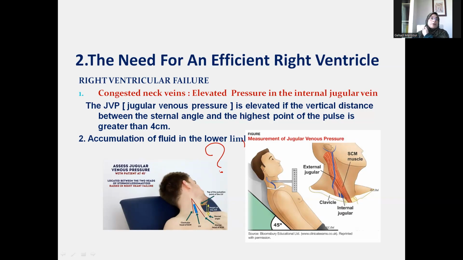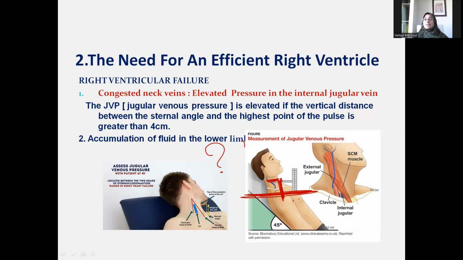You see visible pulsations here. The internal jugular vein, you cannot feel venous pulsations, but you can see them, and you will measure the vertical distance between the sternal angle and the upper border of the pulsation. This vertical distance should not be more than 4 centimeters. If more than 4 centimeters, then the patient has congested neck veins.